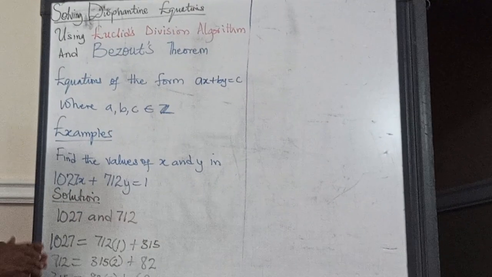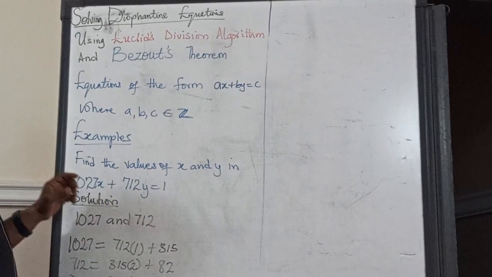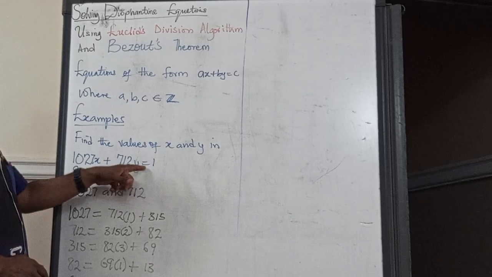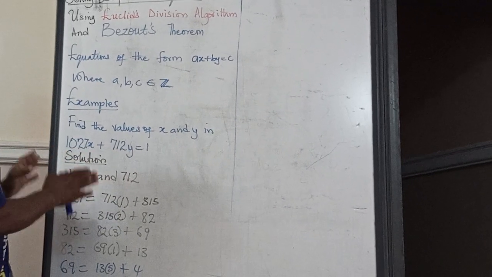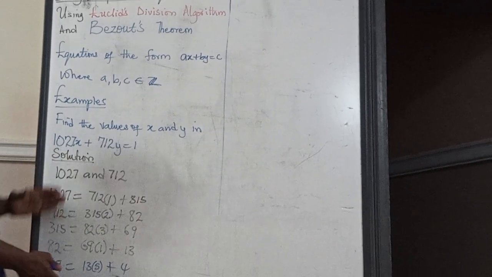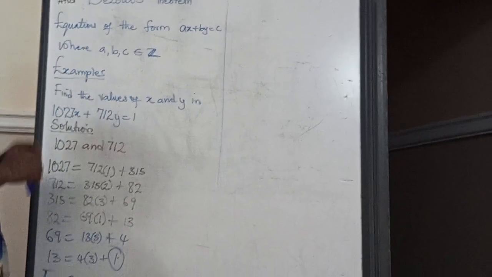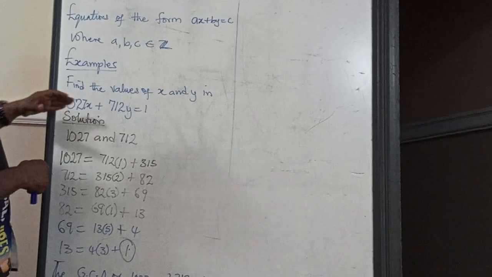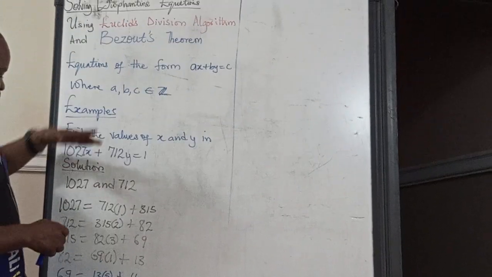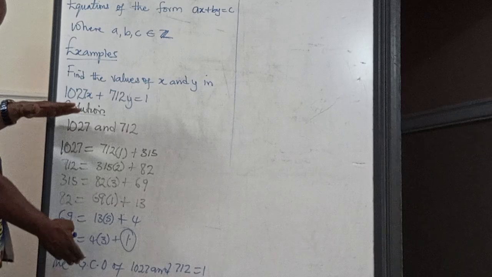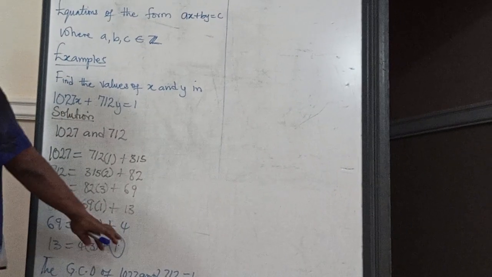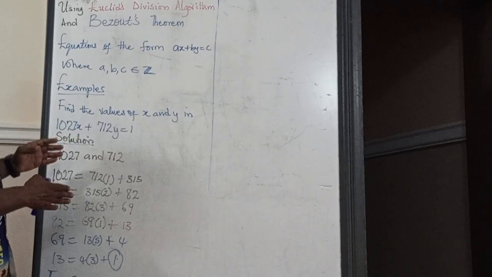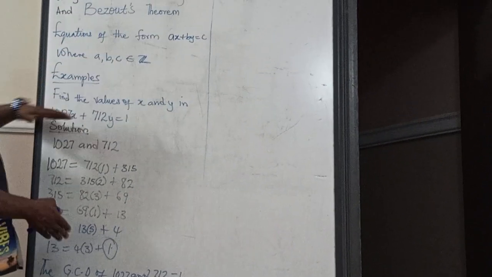And in today's case, we want to solve this problem. Find the values of x and y in 1027x + 712y = 1. Now, to solve this question very well, we need to understand what a Diophantine equation is. We also need to understand how we apply Euclid's division algorithm in finding the GCD, that's the HCF, of these two large numbers. And then Bezout's theorem comes into play in the solution.